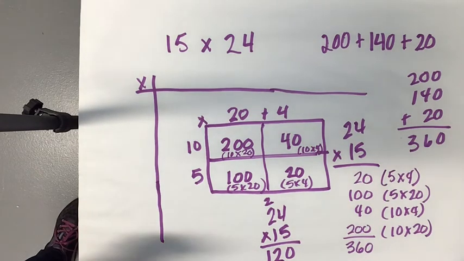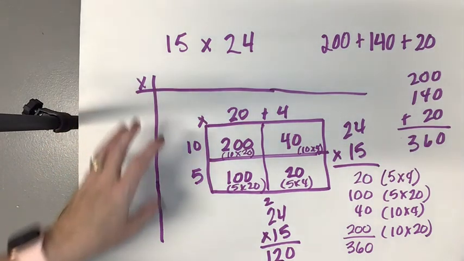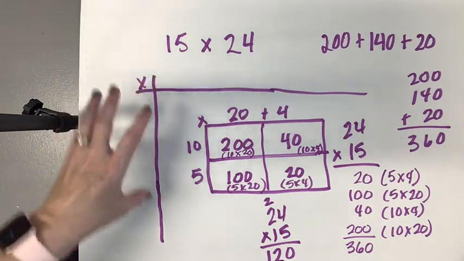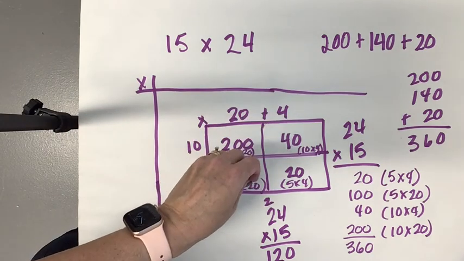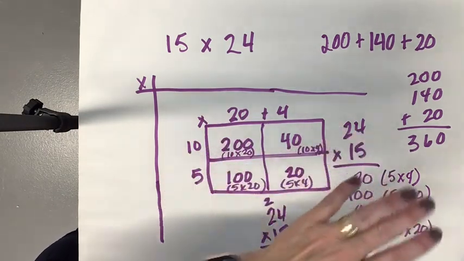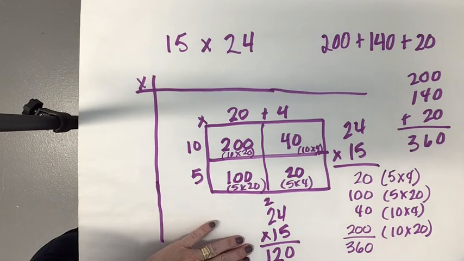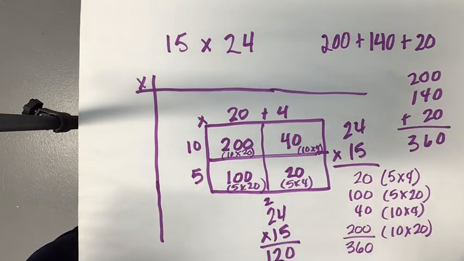So I need them to see how all of these parts connect to the model that we built with place value blocks, how that connects to our area model, how it connects to our partial products, and how it connects to our standard algorithm. They need to see that progression with a problem so they see all the connections that we make.